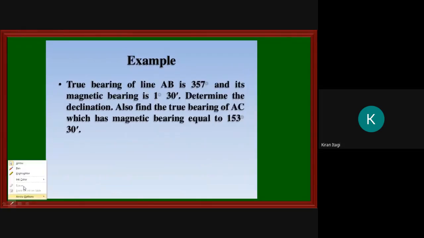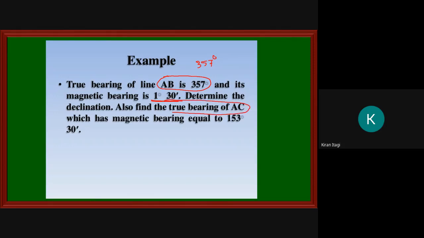Now, the true bearing of a line AB is 357 degree, and its magnetic declination is 1 degree 30 minutes. Determine the declination. Also find the true bearing of AC, which has a magnetic bearing equal to 153 degree 30 minutes. Write down the question. Be fast.